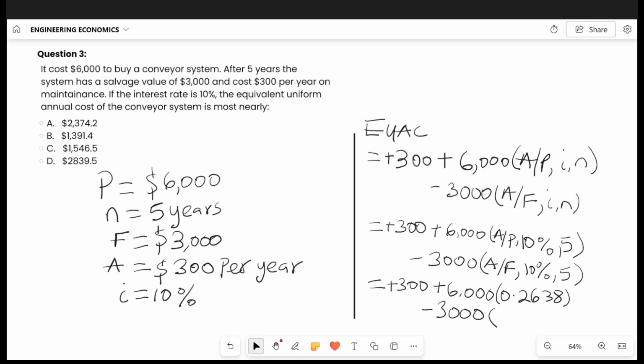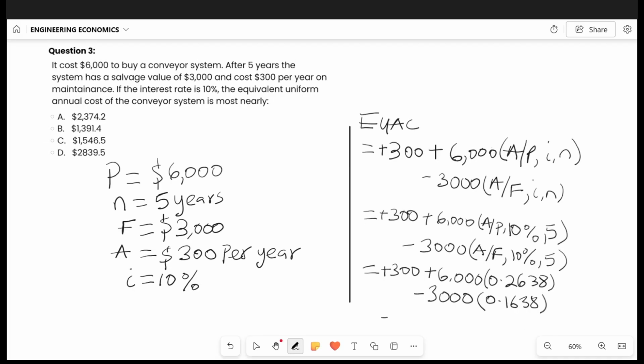So we're going to have 0.1638, and if you punch that into your calculator, you're going to have $1,391.4. So the answer is B, $1,391.4.